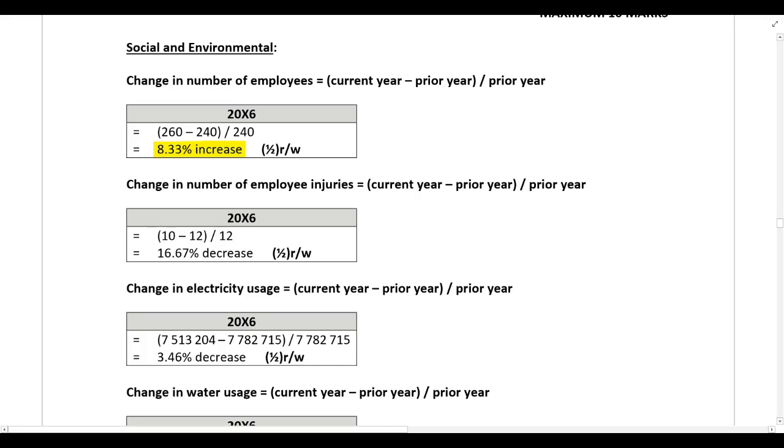The number of employee injuries decreased by 16.67% from the prior year to the current year. So that obviously also indicates positive performance. You want employee injuries to be as low as possible.